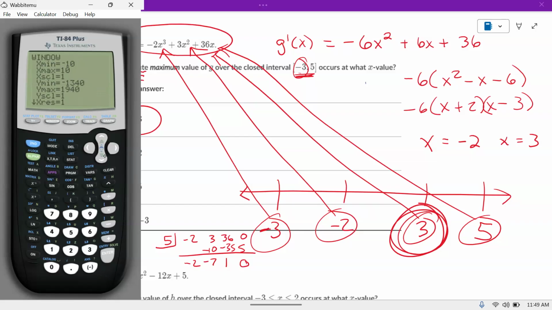So let me go to my window. I don't like that because that's too high. Let's go negative 60 and let's go 60. So if I trace to negative 3, I'm at negative 27. If I trace to negative 2, I'm at negative 44. If I trace to 3, I'm at 81. If I trace to 5, I'm at 5. So you use your graphing calculator to find the biggest number of those 4 numbers that they give us.